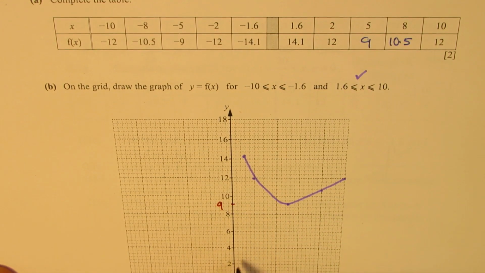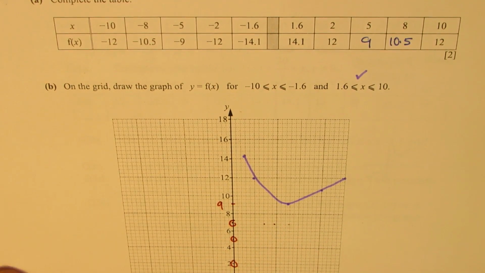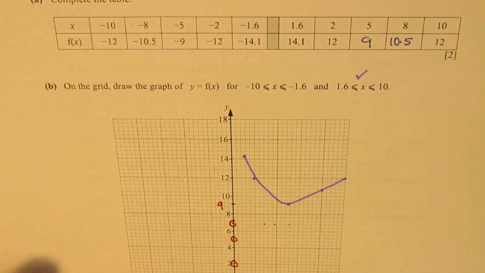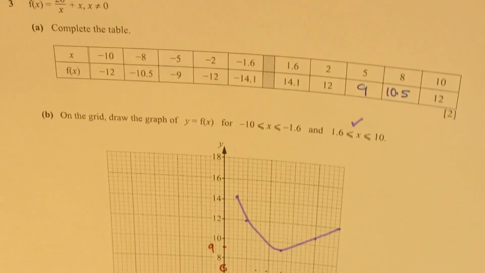So the prime numbers less than this will be 2, and of course 5, and of course 7. Do you see that part? So we have answered those questions also. It makes sense. There's no part of the graph within this interval. So no solution. Okay, now using the graph, solve the equation f of x equals 11.